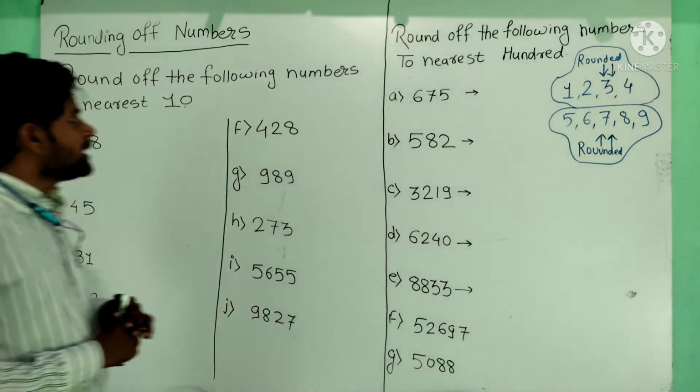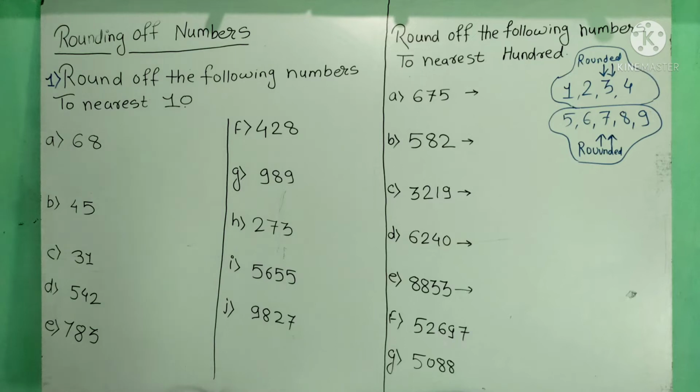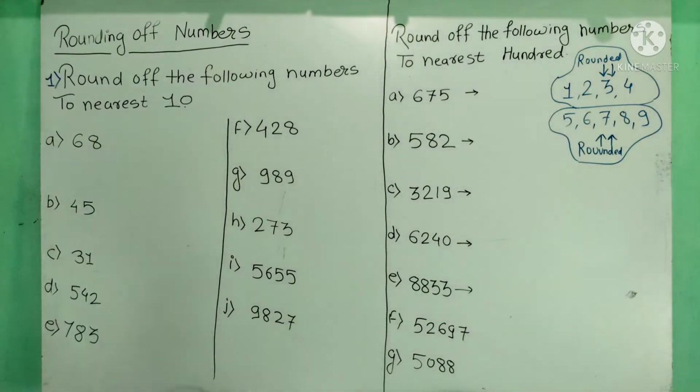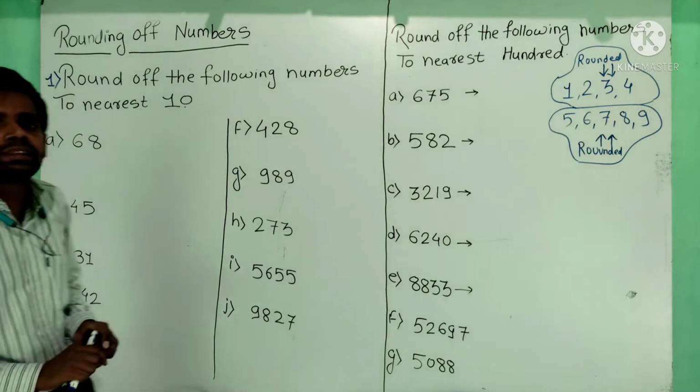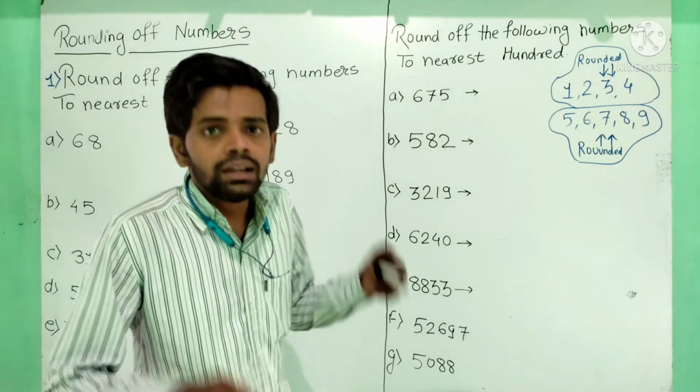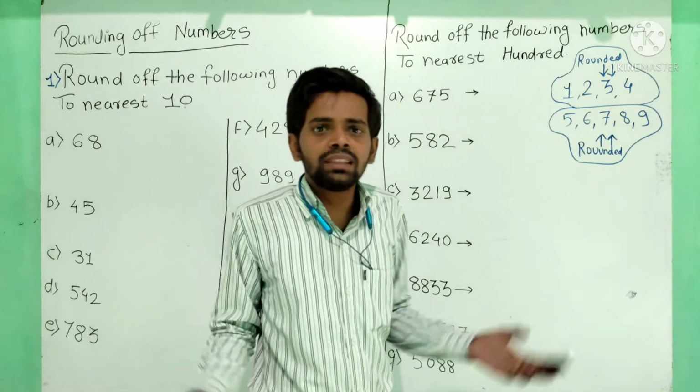Today we are going to start chapter number 3, and that is rounding off numbers. Dear students, we have already learned how to find the nearest 10, nearest 100 and nearest 1000 in the previous class. Now we have to do the same thing that we did before.